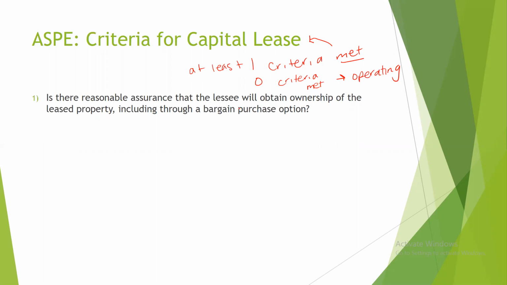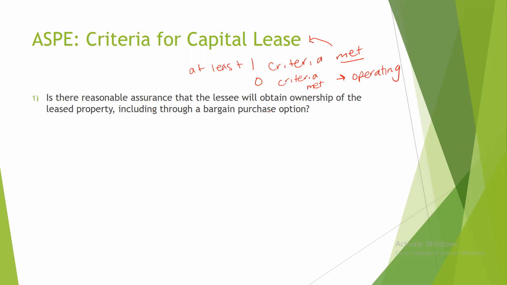All right, so let's go through each of the criteria. There are going to be 3 criteria I'm going to show you. These criteria are going to help us determine if all the risks and rewards of ownership have transferred to the lessee. These are questions that we have to ask. The first one is: is there reasonable assurance that the lessee will obtain ownership of the leased property, including through a bargain purchase option?